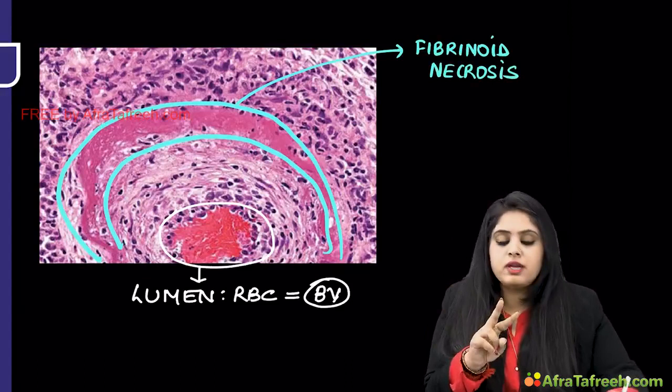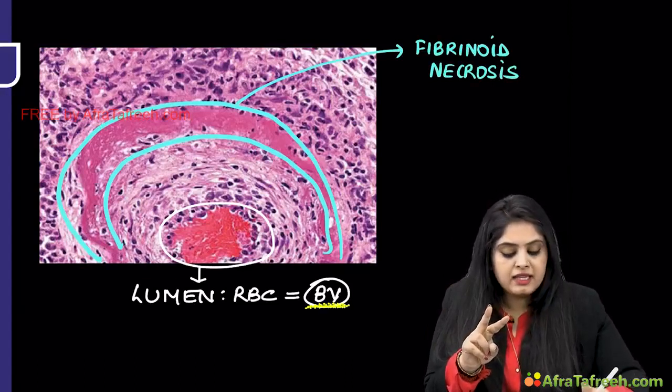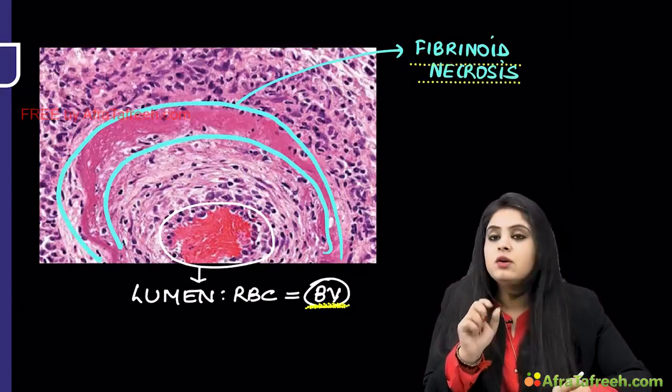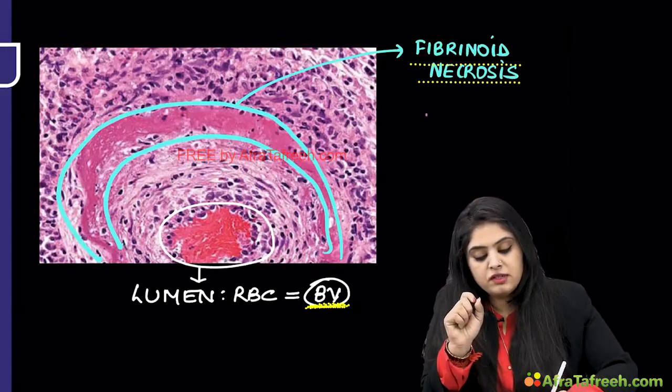So try to put 2 and 2 together. If it's a blood vessel and they have shown me fibrinoid necrosis, what disease can I think of? This is a disease of polyarteritis nodosa.